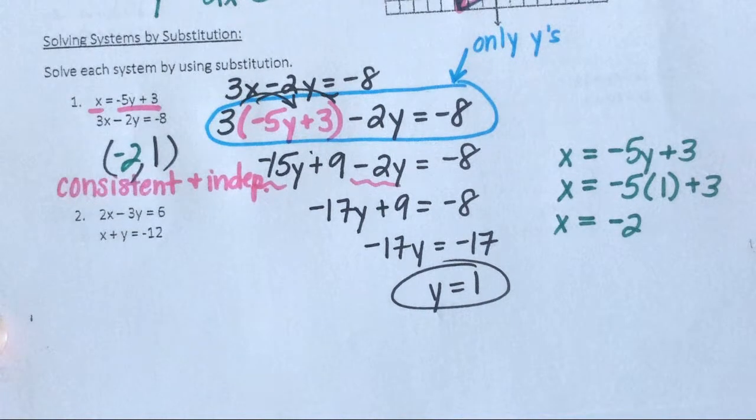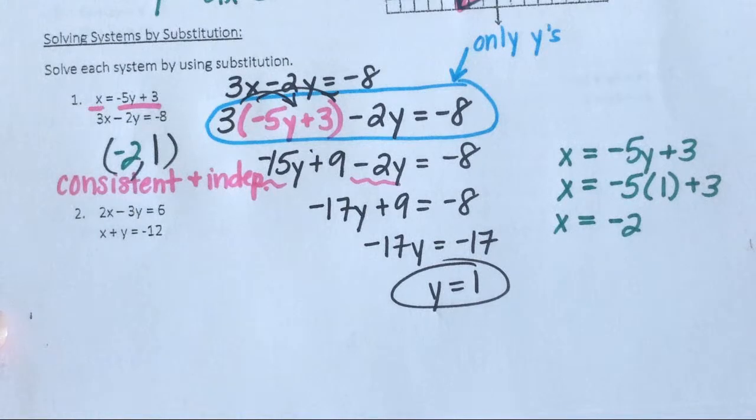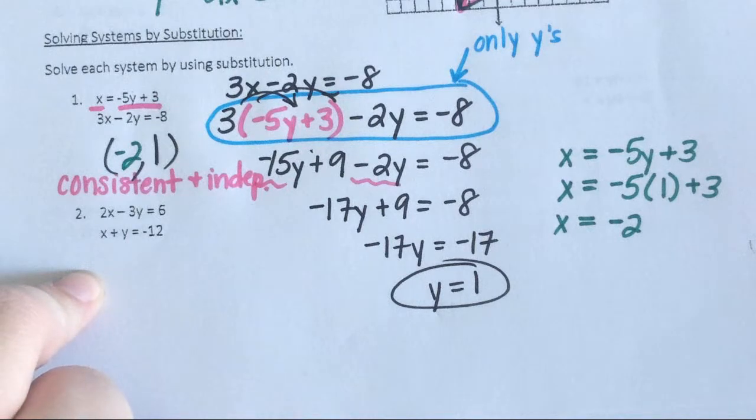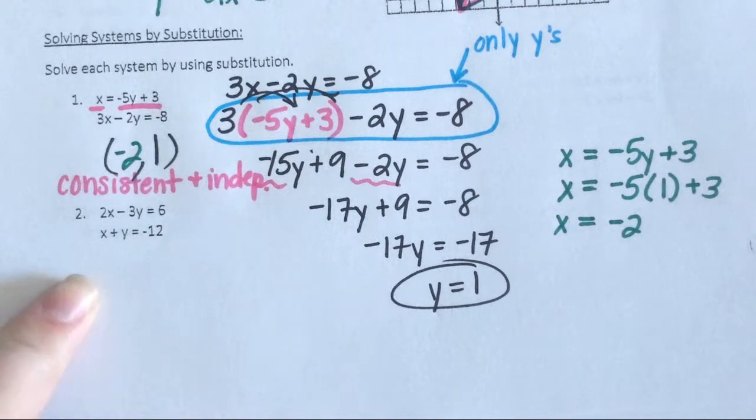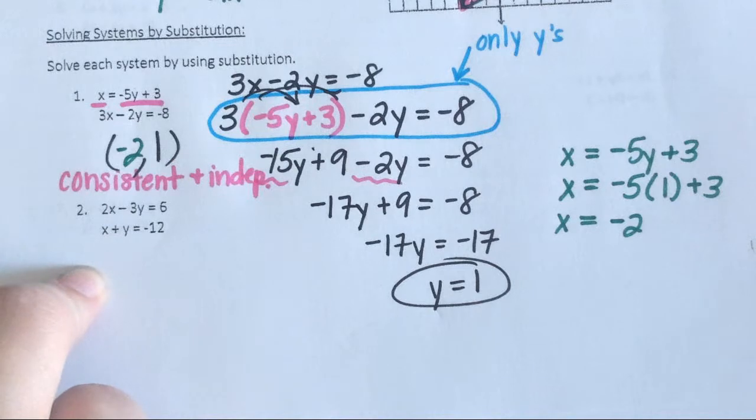Number 2 already makes me sad. The truth is, in real life, if I see a problem like number 2, and they're both in standard form, I'm not going to solve it by graphing or with substitution. I'm going to use elimination. But sadly, you don't always get to pick what you want in life. So if the directions say substitution, which they do, we're going to have to solve with substitution.